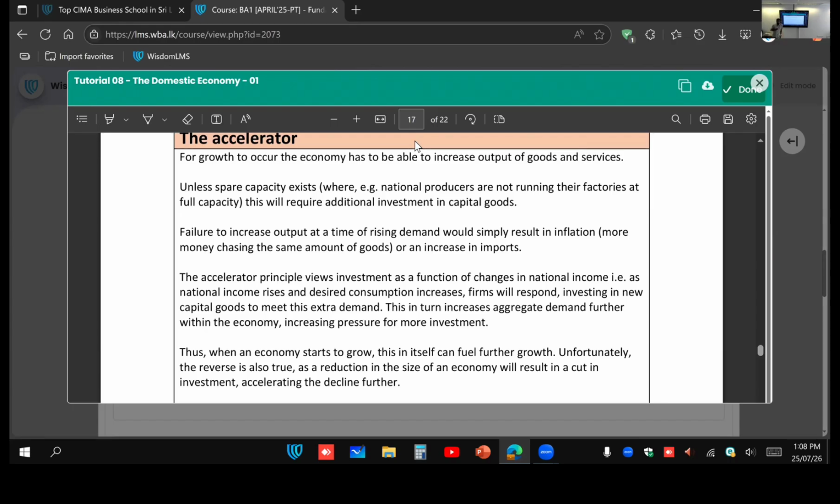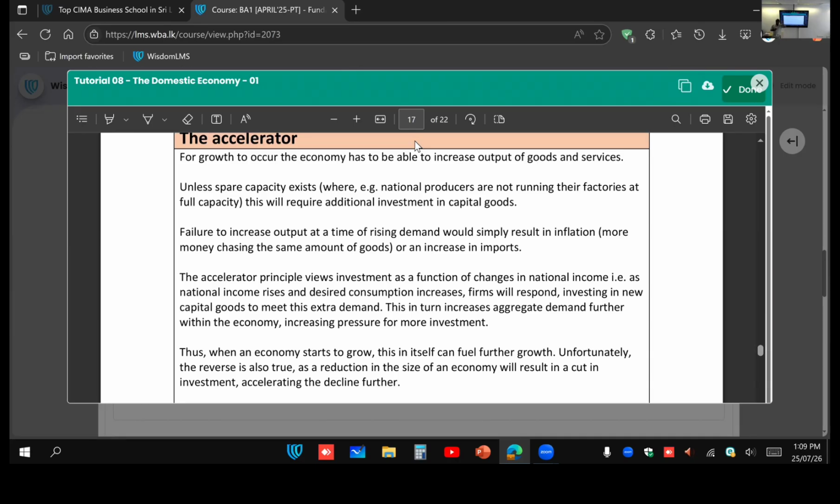What do you mean by that? Imagine the output is kept at the same level. When you're interpreting all these complex things, always think about an example. Imagine the output remains the same due to some reason or the other, and demand increases. What would happen to the price? What would happen to the price, guys?